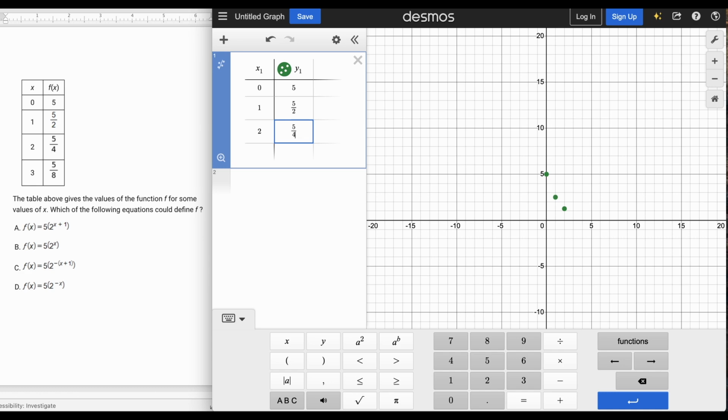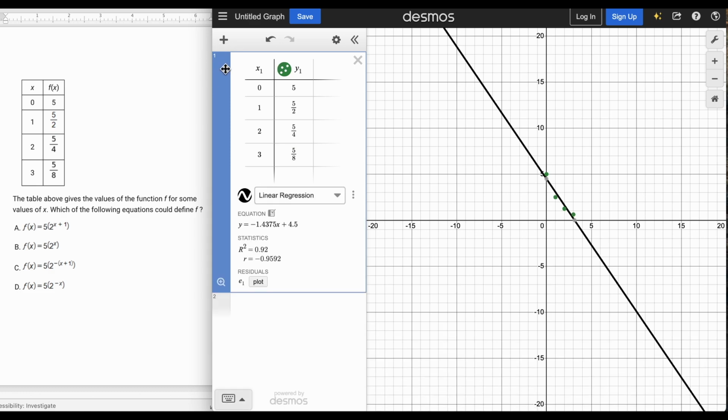All right, we'll put that 5/4 in, 3, and then the 5/8. All right, so real quickly, I got those plotted. Now just having them plotted isn't really going to be good enough. I can click right here and I can add a regression. It'll automatically come up with a linear regression.